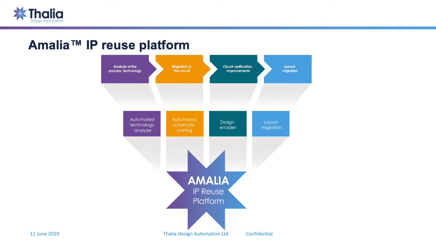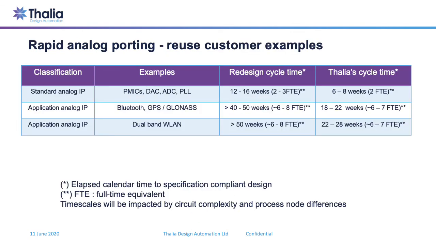Automated circuit porting effectively takes in the inputs from the technology analyzer and generates a circuit that could then be verified, depending on how close the circuit's responses are in the target technology. We then deploy the design enabler along with design expertise, and we nudge the design back into specification. And finally, layout migration. This capability is about putting together the base layout framework, which is then expanded by experienced layout designers.